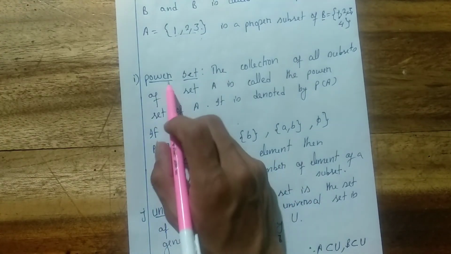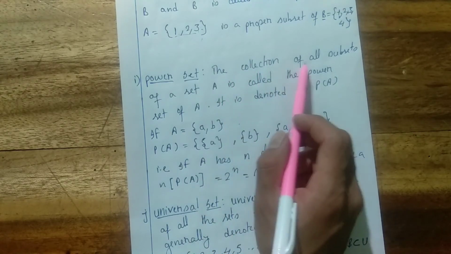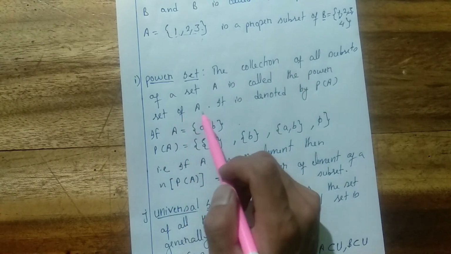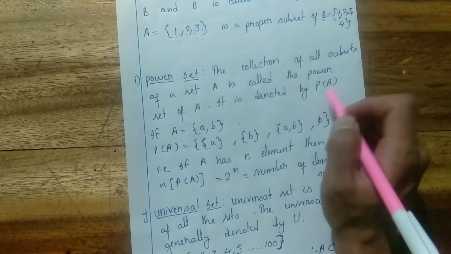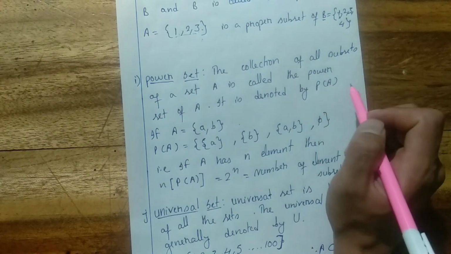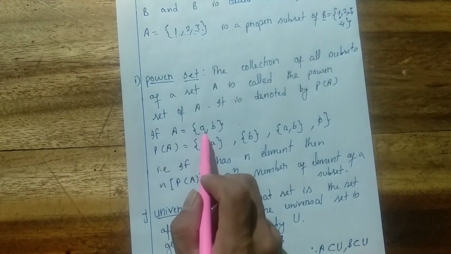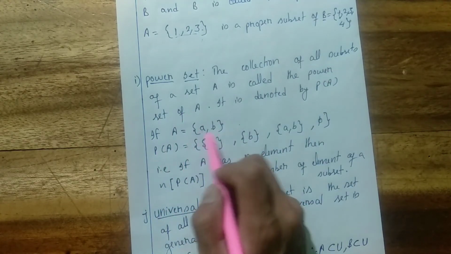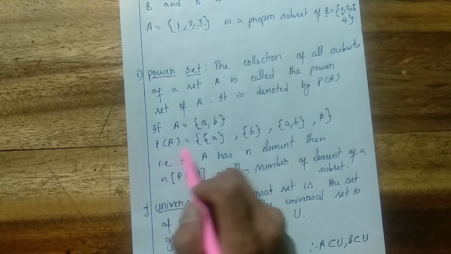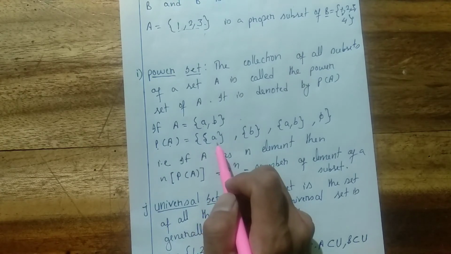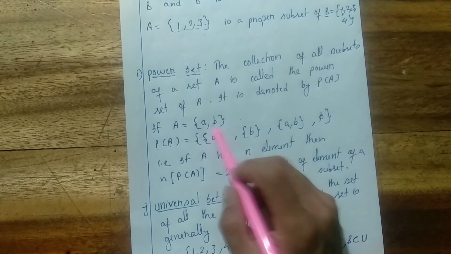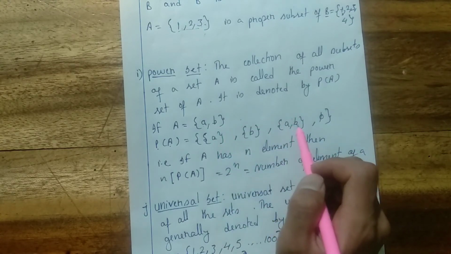Now we have here the power set, right? The collection of all subsets of a set A is called the power set of A. It is denoted by P(A). If A equals {a, b}, then the power set of A equals {{a}, {b}, {a, b}, and the null set}. The set itself {a, b}, and this is null.